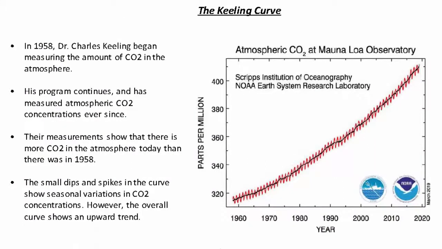So the Keeling curve is showing direct measurements of carbon dioxide from the atmosphere going all the way back to 1958, and it's still being done today. And they are showing that yes, even though there are seasonal variations in the amount of carbon dioxide, it has consistently increased from year to year ever since they started measuring it.